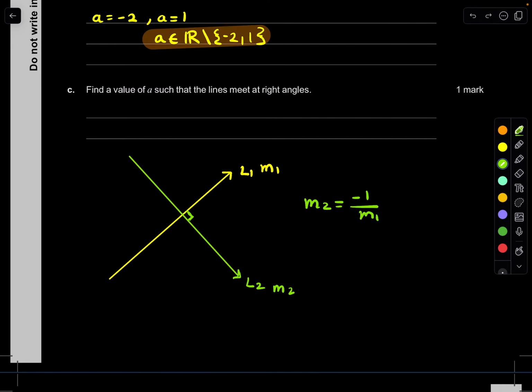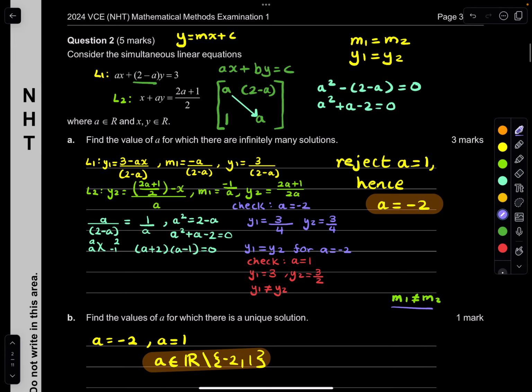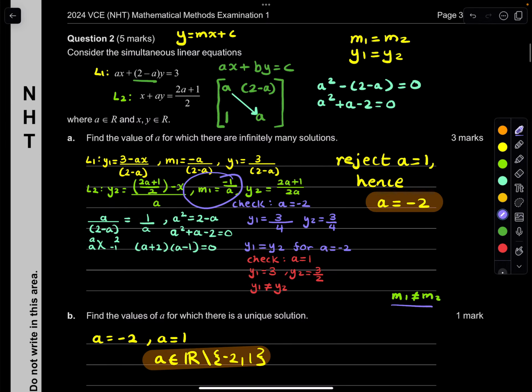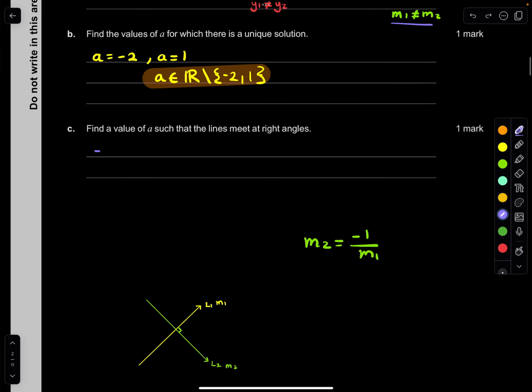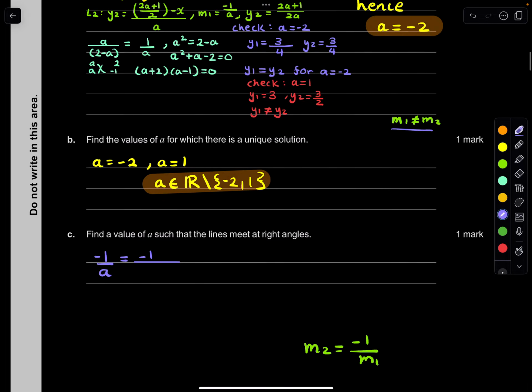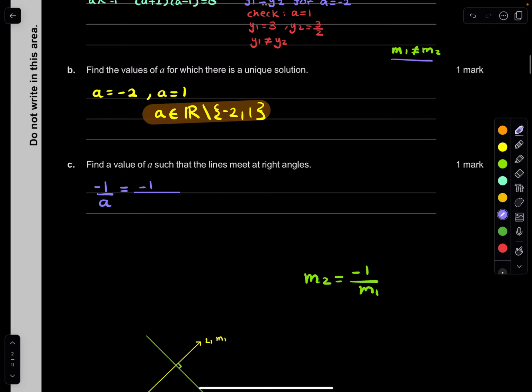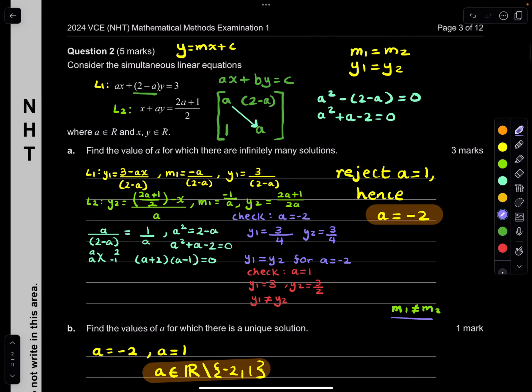So let's make sure we equate it like this. M2 is right over here. It's -1 over A. -1 over A must be equal to -1 over M1. So what is M1 again? M1 is -A over 2 minus A.